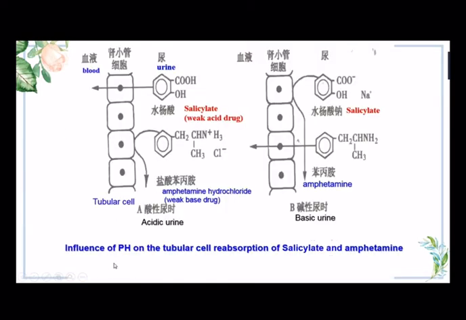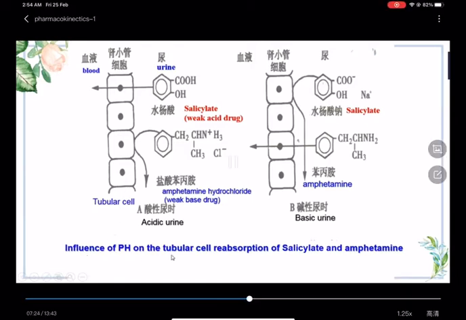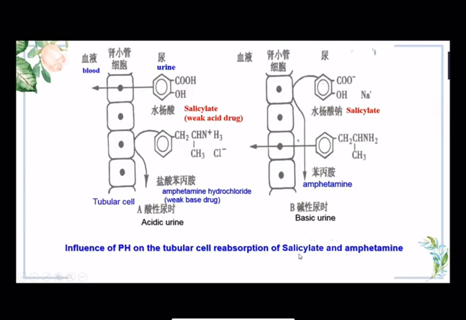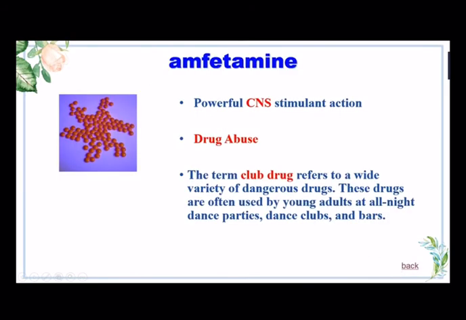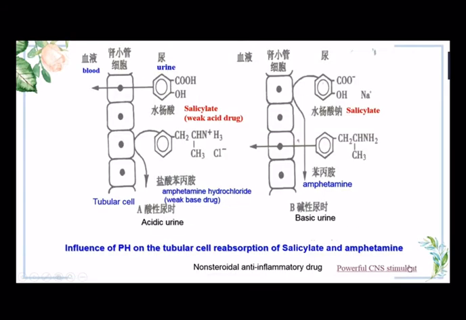Another example, look at this graph. It shows the influence of pH on tubular cell reabsorption of salicylate and amphetamine. Salicylate is a non-steroidal anti-inflammatory drug. Amphetamine is a powerful central nervous system stimulant. They could cause drug abuse. These two drugs we will discuss in a later chapter.